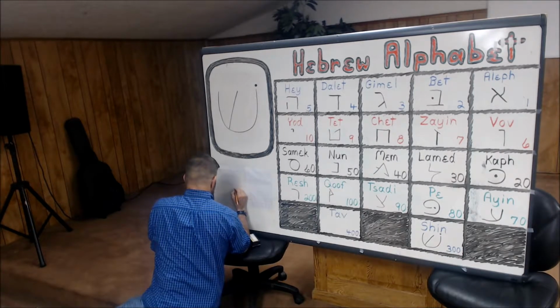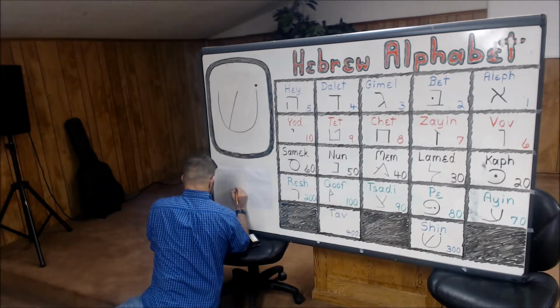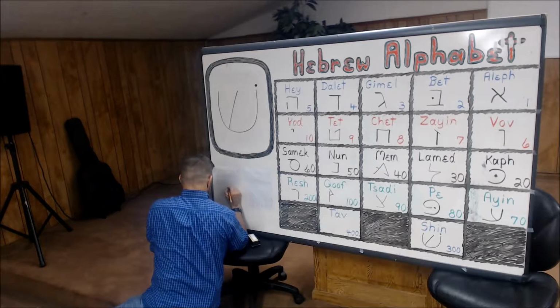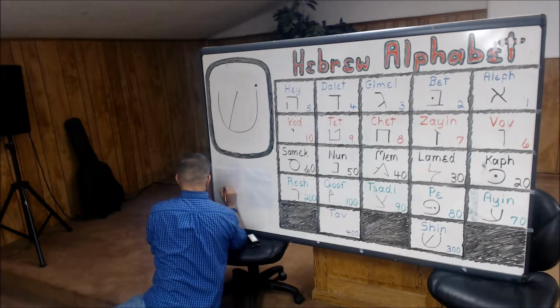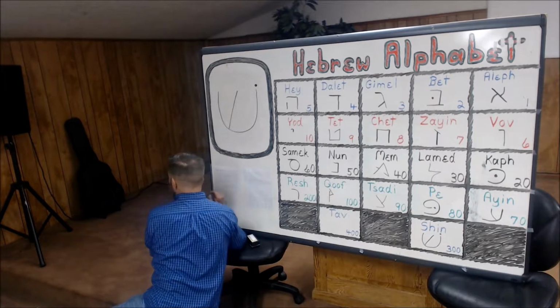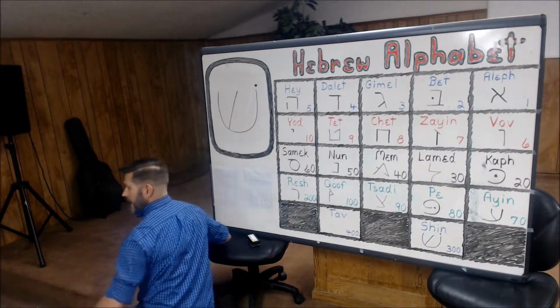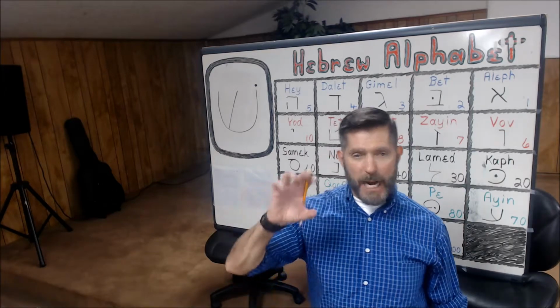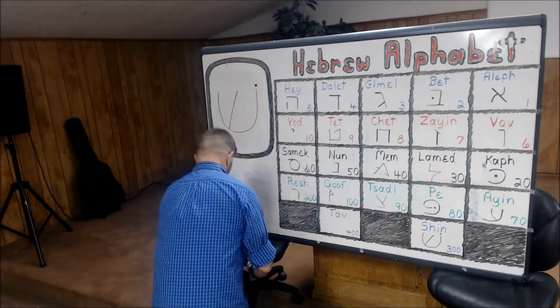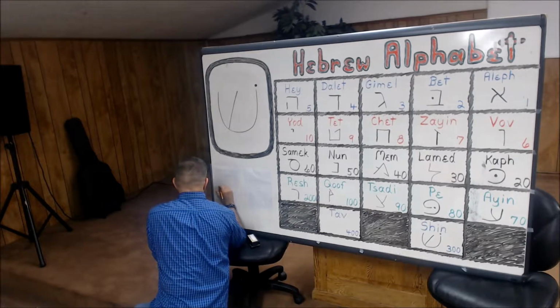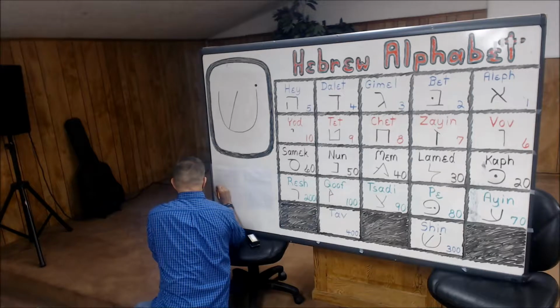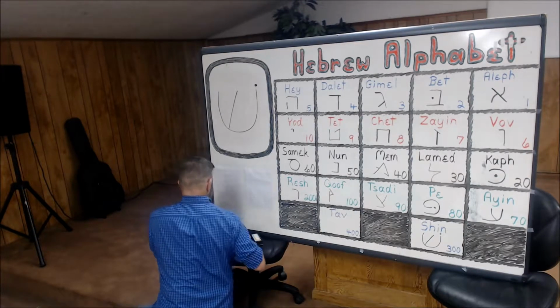What's the numerical value of the sheen? 300. What does that letter look like? A W. It's interesting that the meaning of this letter is to devour. It's like teeth, chomping, devour. Everybody got it written down? Okay. Sheen.